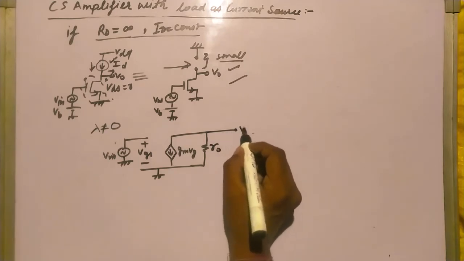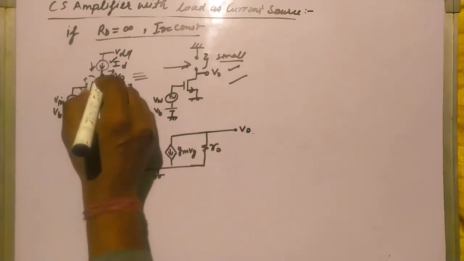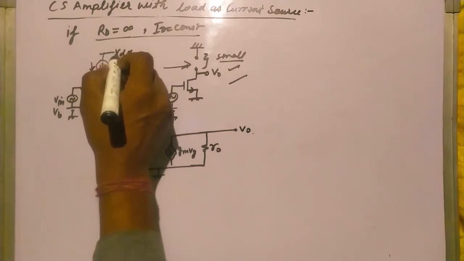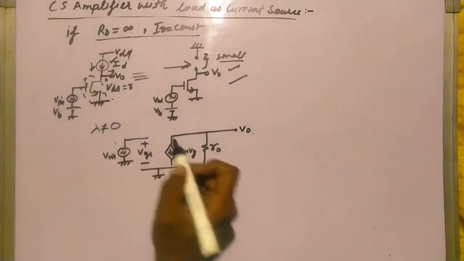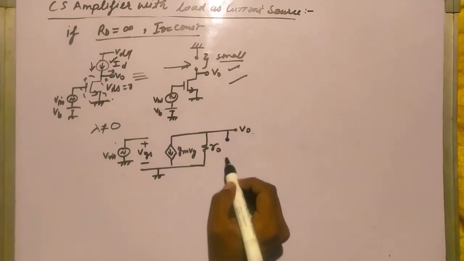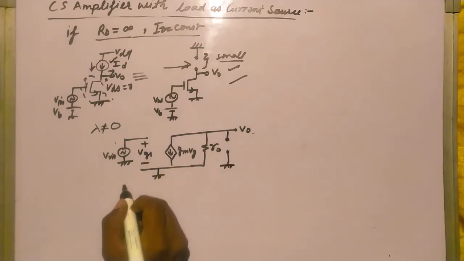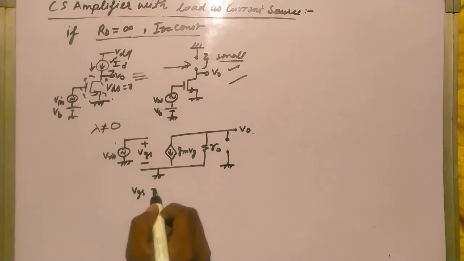On this side V naught is present, and from V naught to ground, this VDD will become ground at small signal analysis time, so it will become open circuit. So it is open circuit. So how much gain will it give? It will give VGS equal to V in.